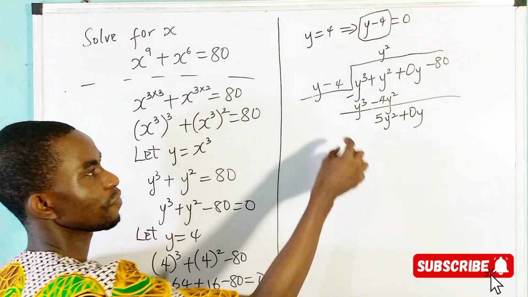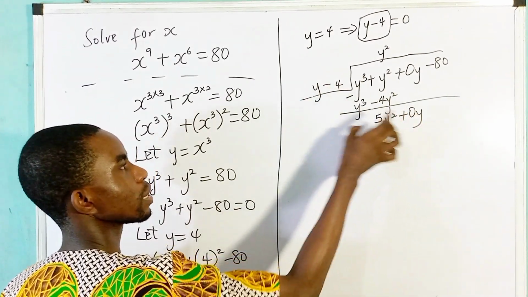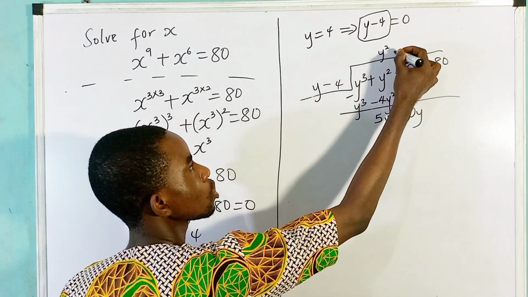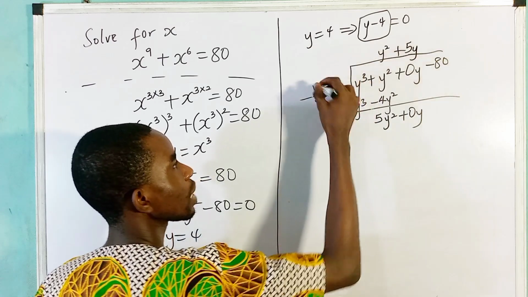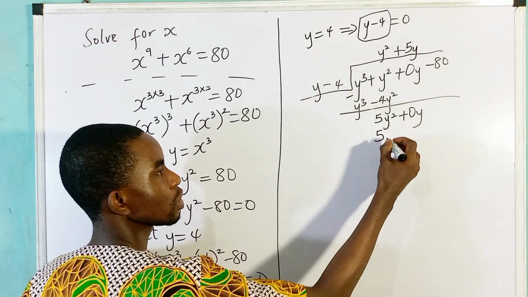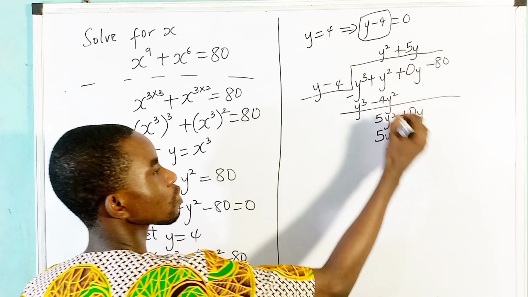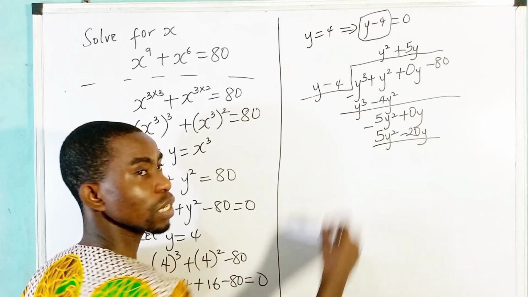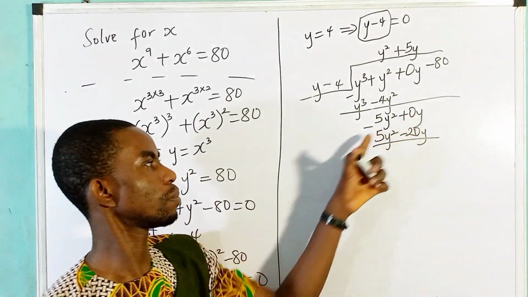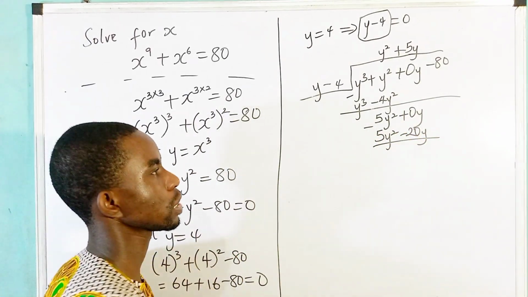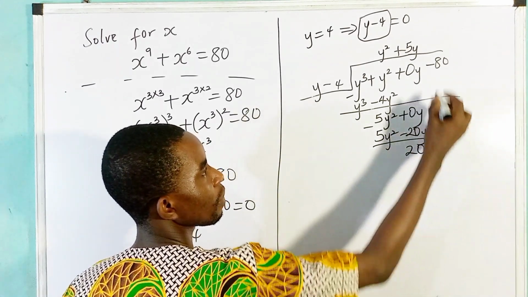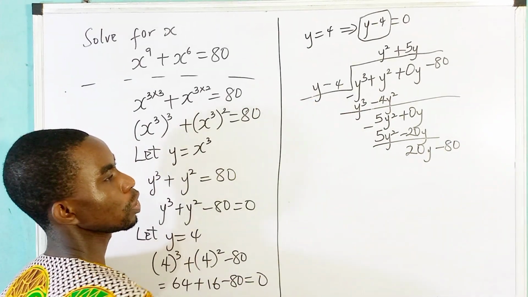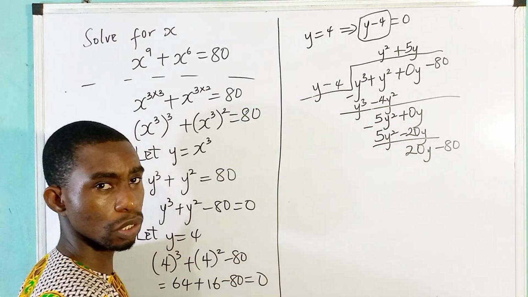The next thing we do is to divide 5y squared by y. 5y squared divided by y will be 5y. So we'll be having plus 5y. 5y times y is 5y squared. 5y times minus 4 is minus 20y. So if you subtract, 5y squared minus itself is 0, while 0 minus minus 20y is plus 20y. So that's 20y, then minus 80. We'll do the same thing again. 20y divided by y is just 20.